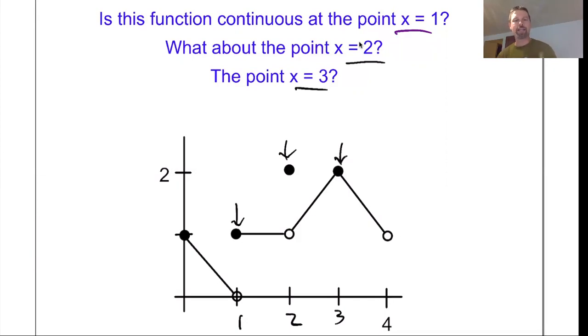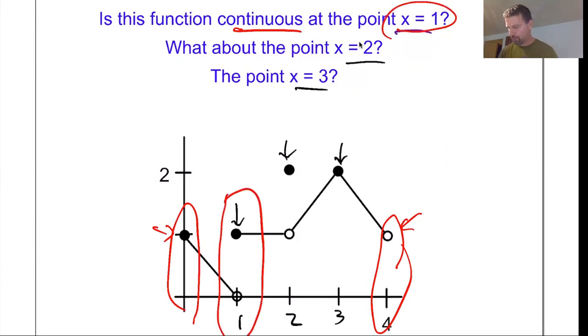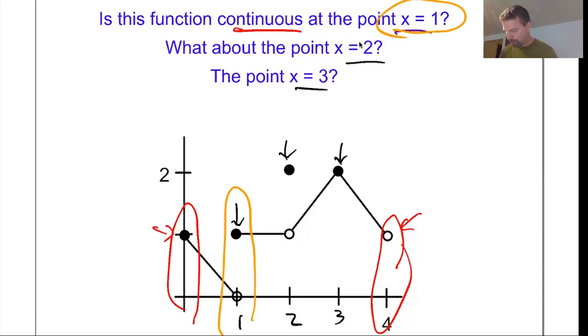When we're talking about the insides of a function, we're going to talk about them separately from the endpoints. So let's ignore this point and this point for now, because those are endpoints and they're a little different. If I look at the point x equals 1, that's happening right here. That's definitely not continuous. There's a jump discontinuity right there. So it's not continuous at x equals 1.